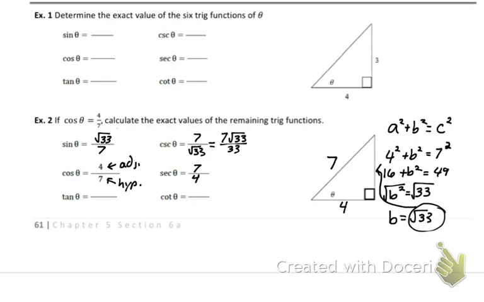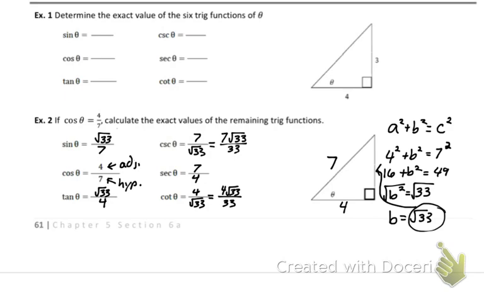Finally, tangent, TOA. It's opposite over adjacent. Our opposite side is square root of 33, and our adjacent is going to be 4. That means cotangent is going to be our reciprocal, so that's 4 over square root of 33. Multiply the top and bottom by square root of 33, and in fact we have 4 times the square root of 33 over 33. Can't simplify it any further, and we have our answer.